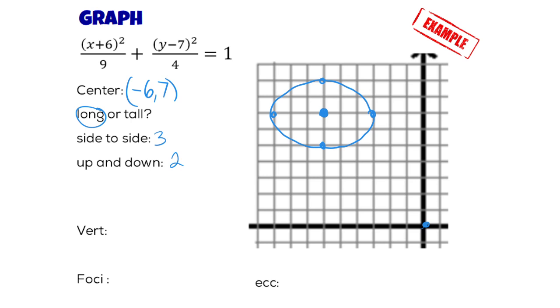The next thing they want us to do here is find the vertices. Okay, so the vertices are where the major axis hits the ellipse, and the major axis is side to side. This one right here is a vertex, and this one right here is a vertex. So I would write my vertices are negative 9, 7, and 3, 7.